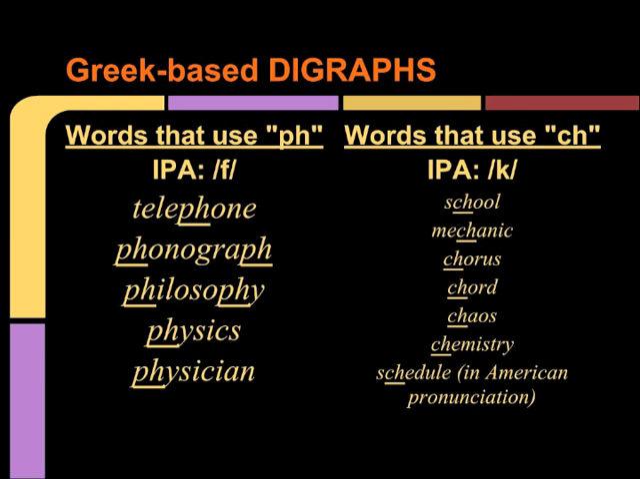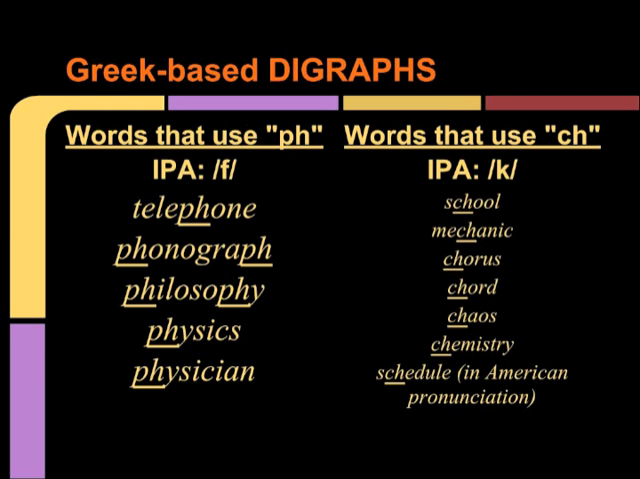Greek-based digraphs. Words that use ph, IPA, f. Telephone, phonograph, philosophy, physics, physician.